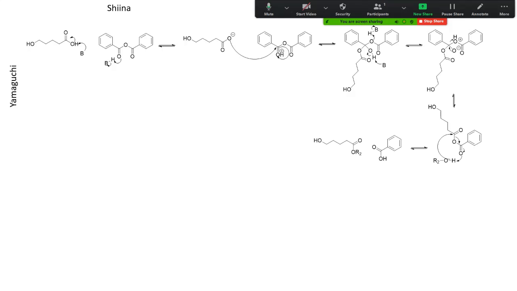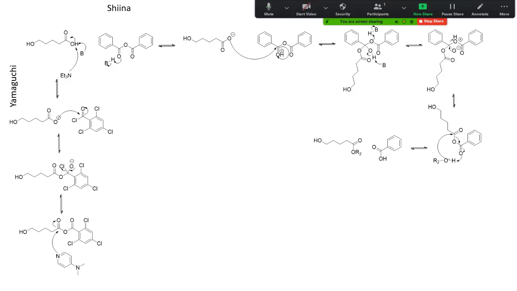The Yamaguchi reaction starts off very similarly, where triethylamine attacks the carboxylic acid, deprotonating it, and then the oxygen from the carboxylic acid will attack the carbonyl from TCBC, which is otherwise known as Yamaguchi's reagent. The carbonyl is then reformed, kicking off the chlorine leaving group.